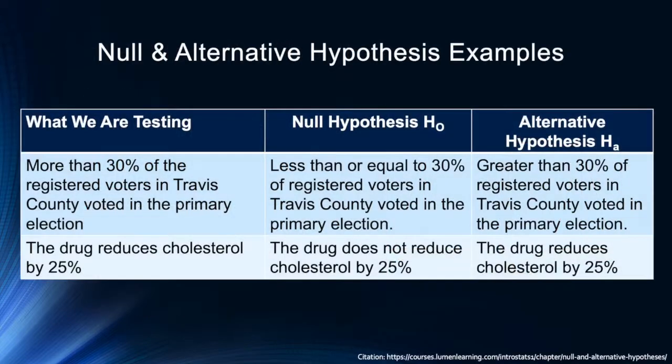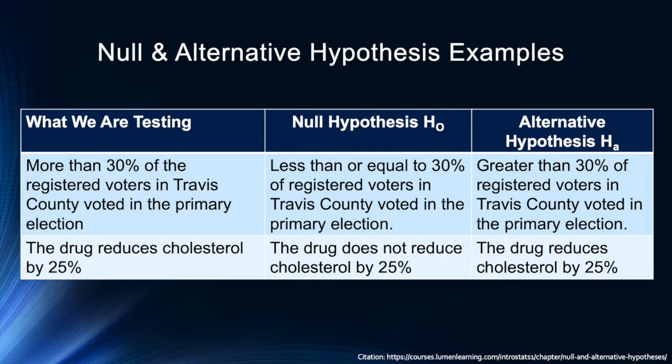I'm going to go over 4 examples, and then I made a worksheet which also has more examples for you to write. So what we are testing: we are looking to test whether more than 30% of registered voters in Travis County voted in the primary election. That's what we want to know. So is it more than 30%?